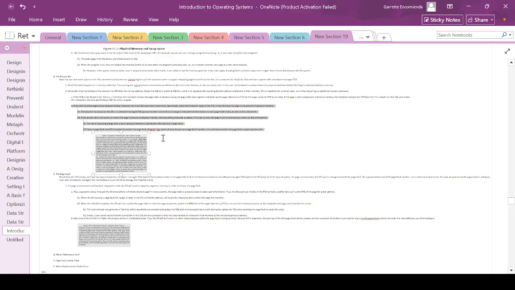If we wish to allow the pages to be swapped to disk, however, we must add even more machinery. Specifically, when the hardware looks in the PTE, or page table entry, it may find that the page is not present in physical memory.